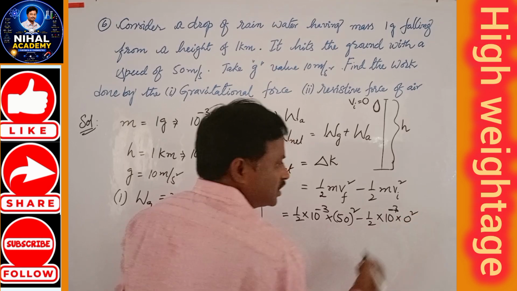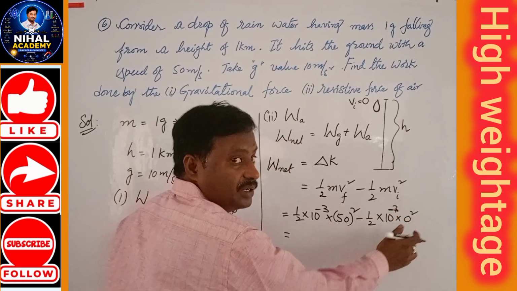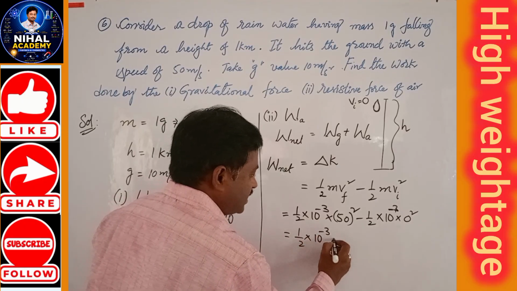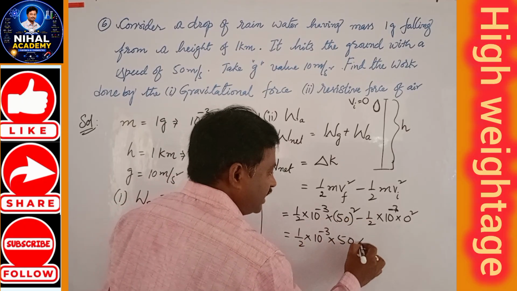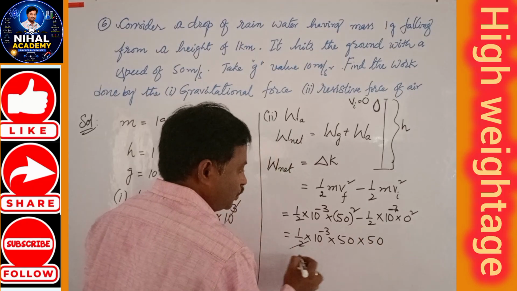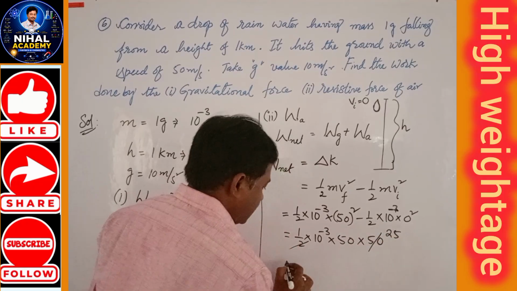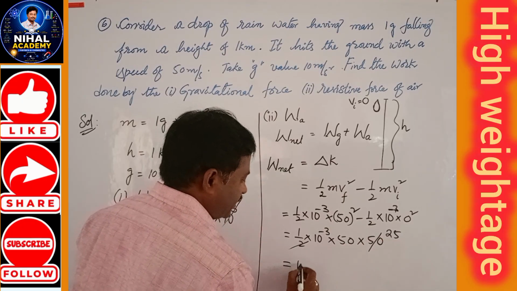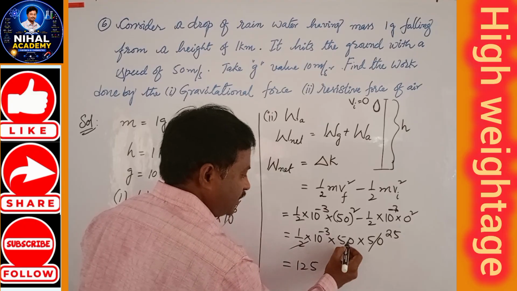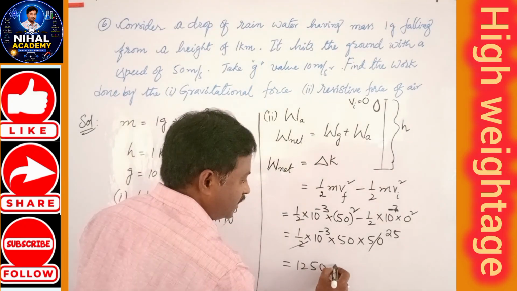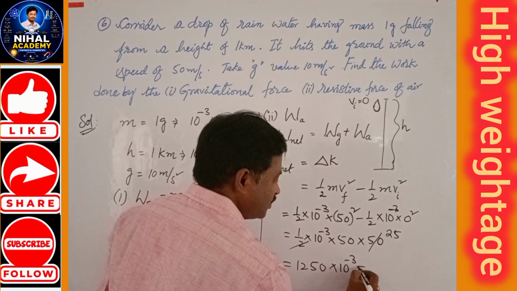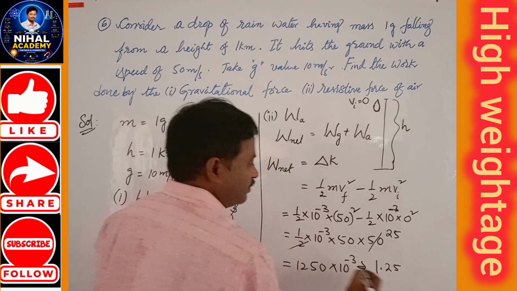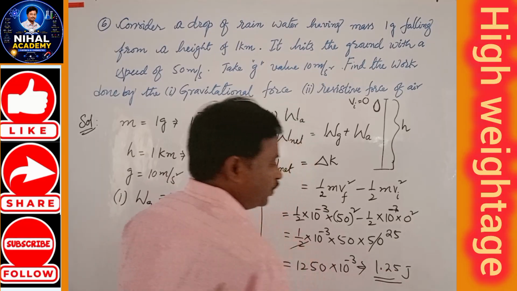So I substitute 0 squared, which is 0, so this term becomes 0. Then half into 10 power minus 3 into 50 squared, we can write as 50 into 50. Now 2 here, 25 times cancel. This is equal to 125, and here 0, so 1250 into 10 power minus 3. So this is equal to 1.25 joules.